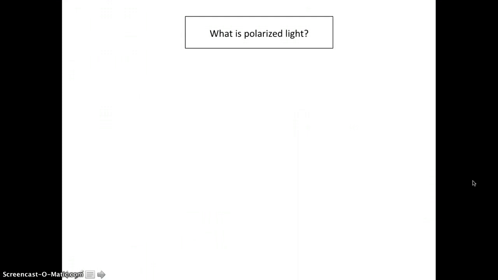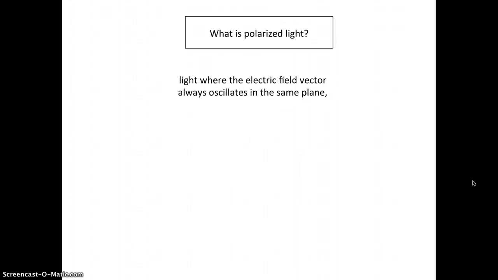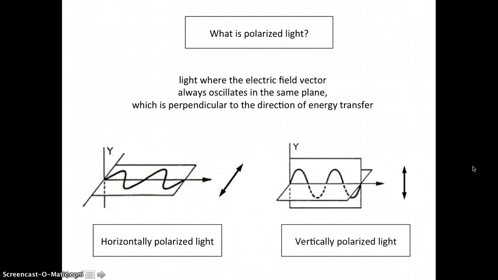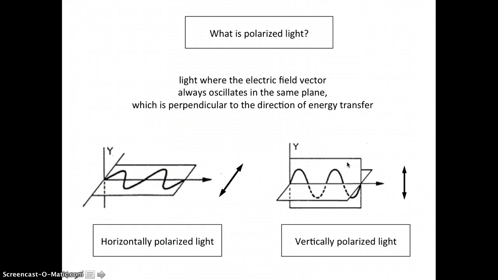We learned about polarized light. Polarized light is light where the electric field vector always oscillates in the same plane. And that plane of oscillation is perpendicular to where the light is going. For example, if we have horizontally polarized light, then the electric field oscillations are all in the horizontal plane. That plane is perpendicular to the direction of energy propagation. So the forward arrow shows where the wave is going. Here's how we draw vertically polarized light, and we've shown that plane of polarization, or we also call it the plane of electric field oscillation.